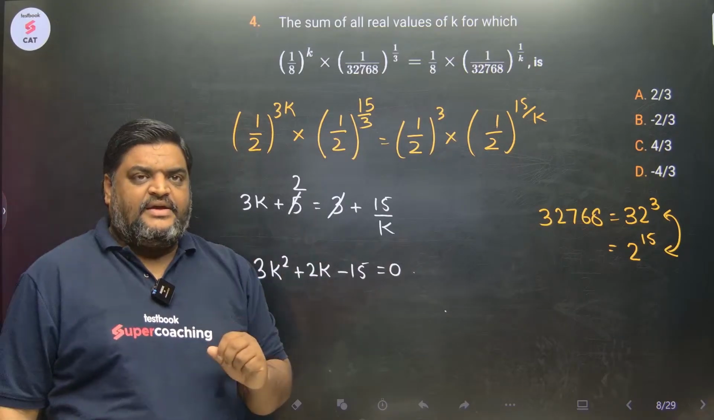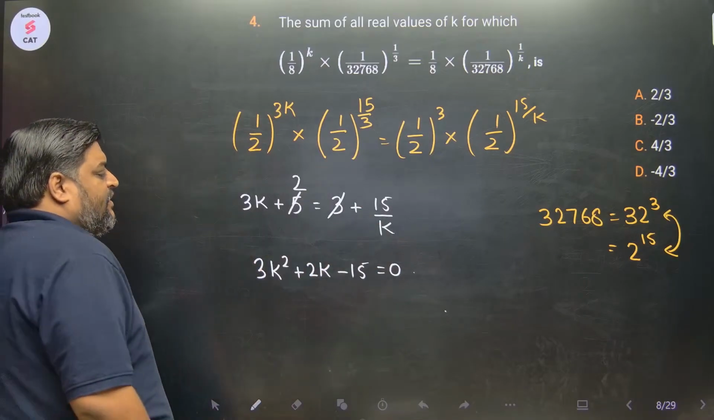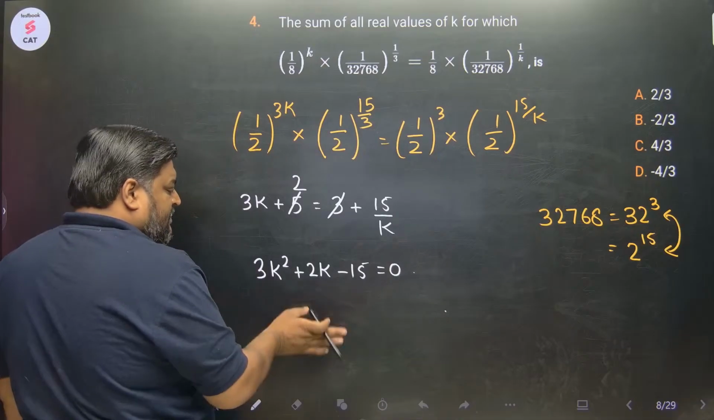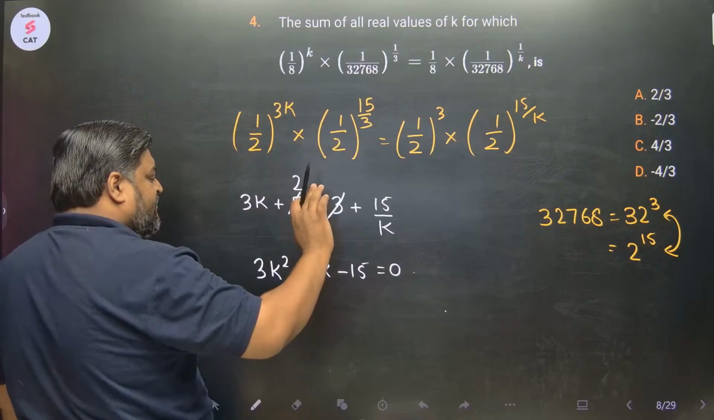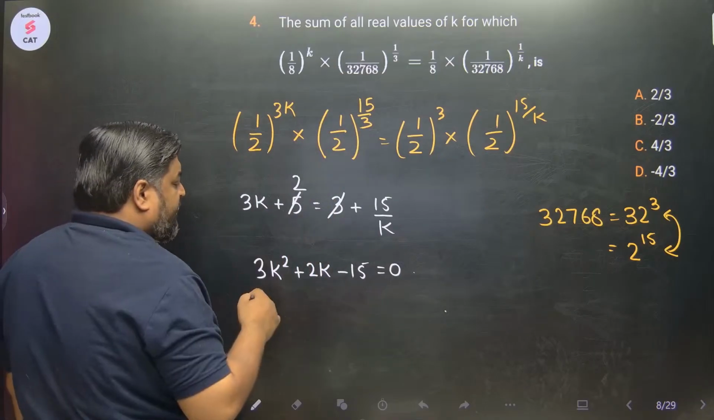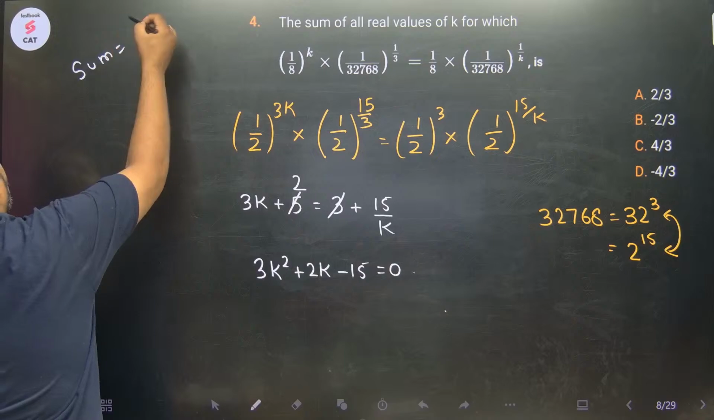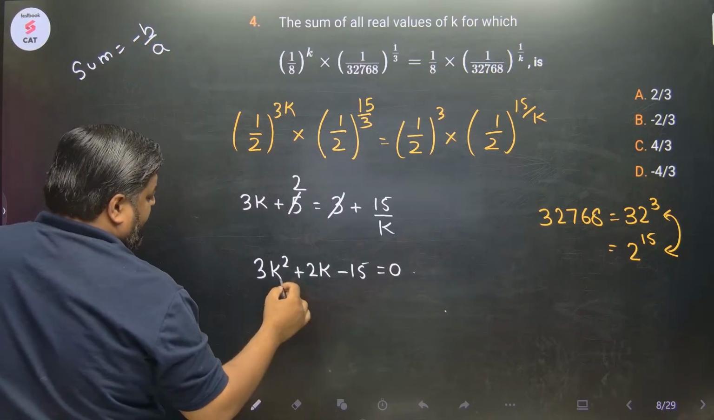उनका sum निकालना है. So simply क्या है? Sum of roots of this equation. Sum of all possible values of k is sum of roots of this equation. And what is the formula for sum of roots of a quadratic equation? Minus b by a. So here answer would be minus 2 upon 3.